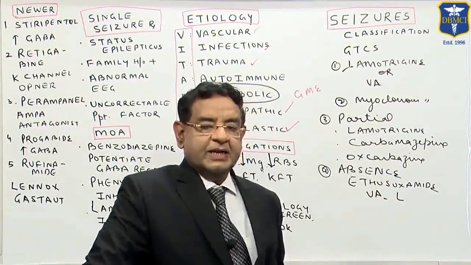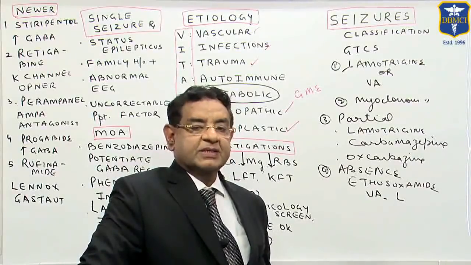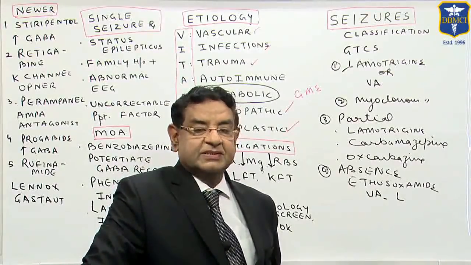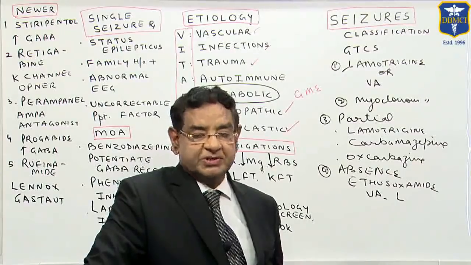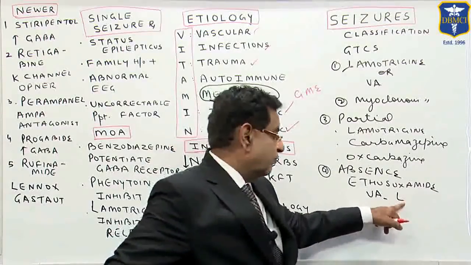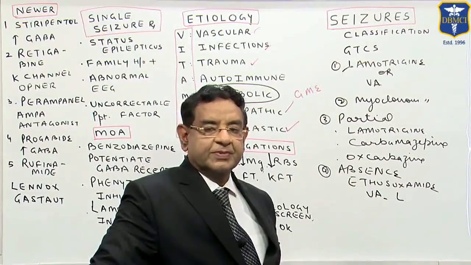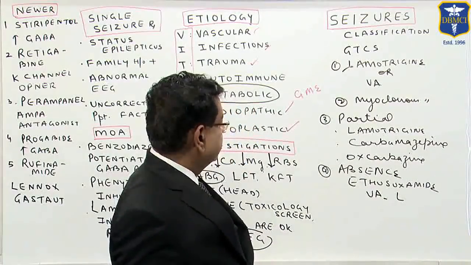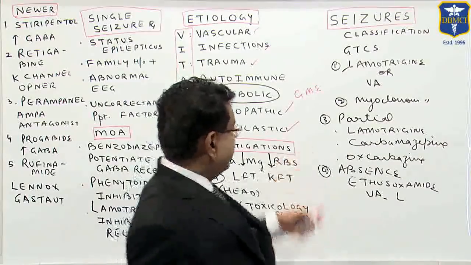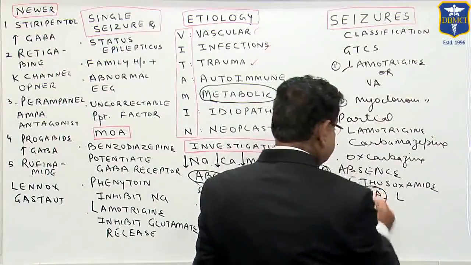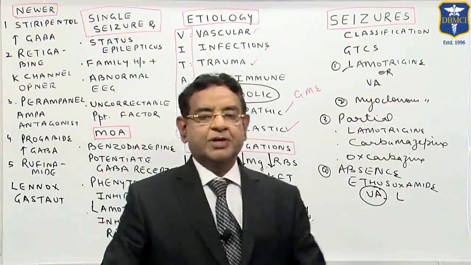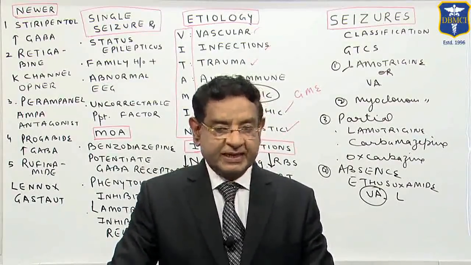Regarding lamotrigine, one of the main side effects is its severe skin reaction. It can even go to Stevens-Johnson syndrome. Regarding valproic acid, it is absolutely contraindicated in pregnancy.